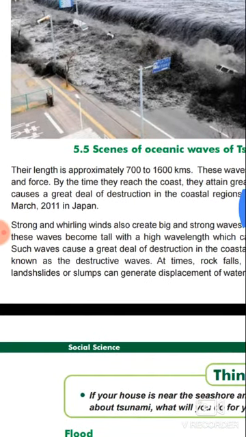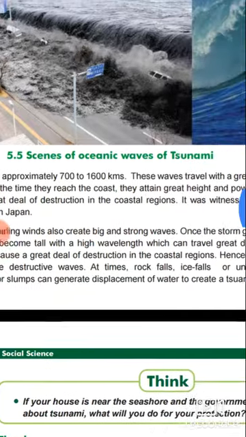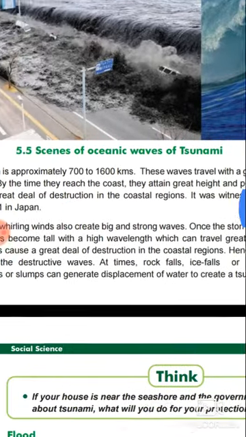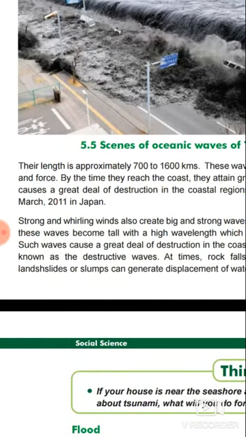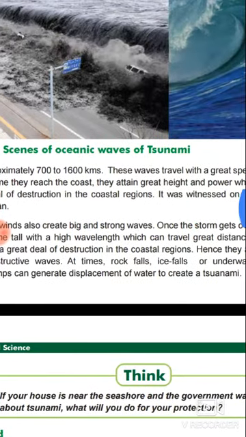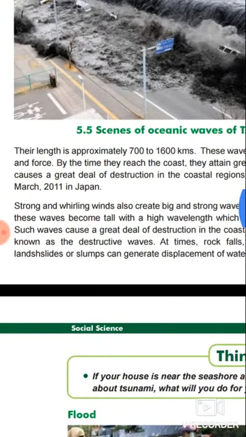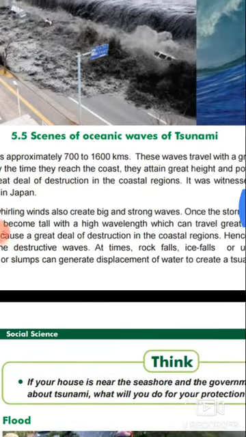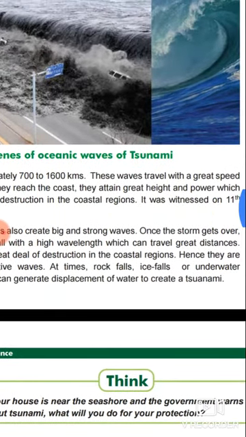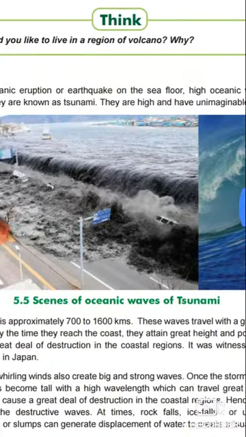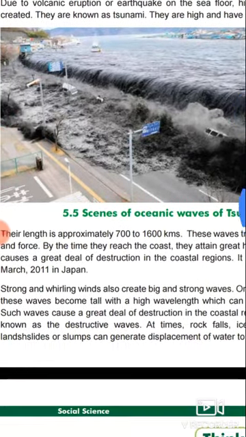Strong and whirling winds also create big and strong waves. Once the storm gets over, these waves become tall with a high wavelength, which can travel great distances. Such waves cause a great deal of destruction in the coastal region. So these are the descriptions and explanation of the tsunami.